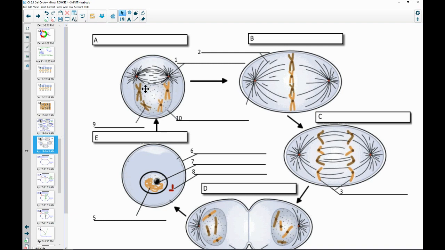And those spindle fibers are what are going to pull these apart. They don't just magically split. It's these fibers that attach and help pull it apart. And so then we go into metaphase. The phases of mitosis are terrific. In metaphase, they line up in the middle. Again, it's the spindle fibers pulling them into the middle. There's a spindle fiber attached to each chromatid. This isn't showing the attachment. And then the spindle fibers shorten and pull the two sides apart.